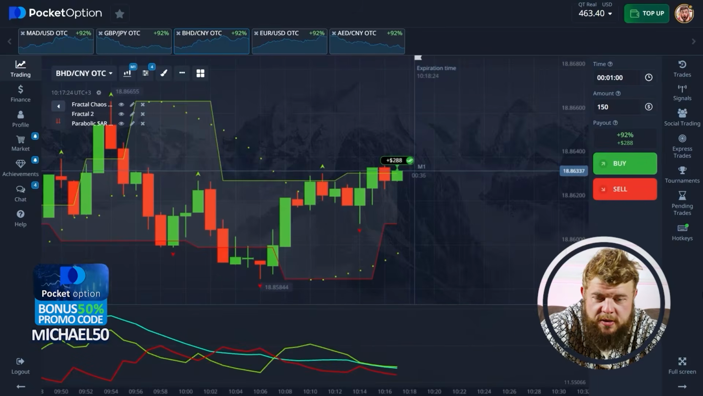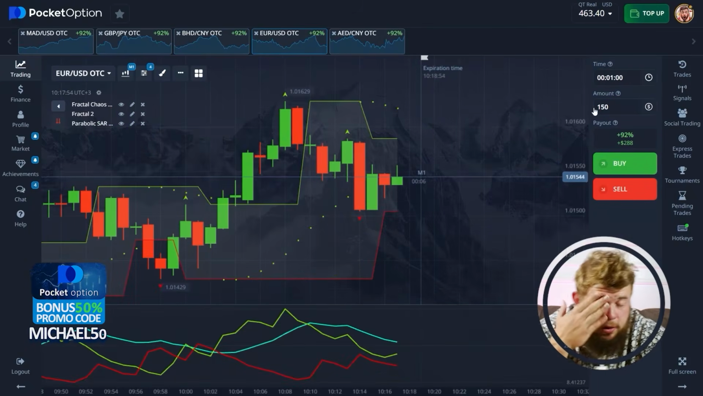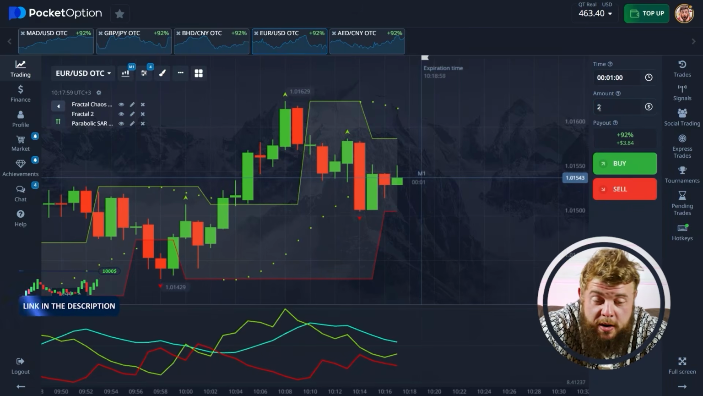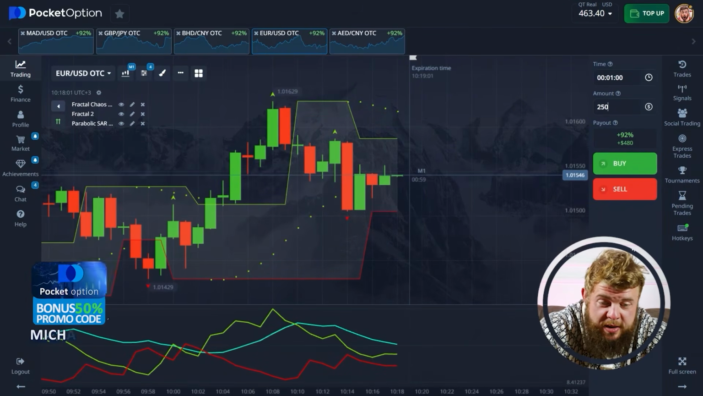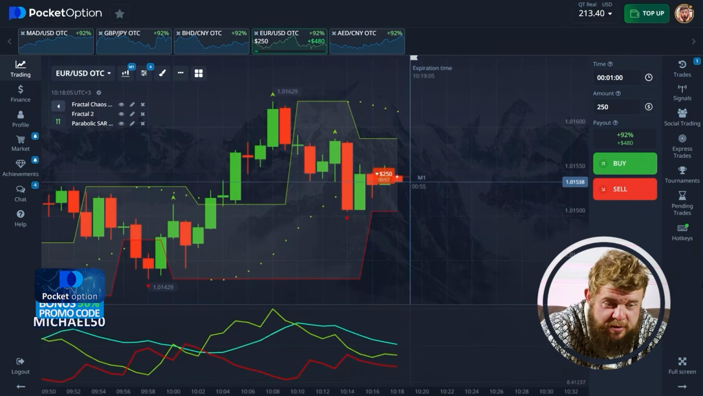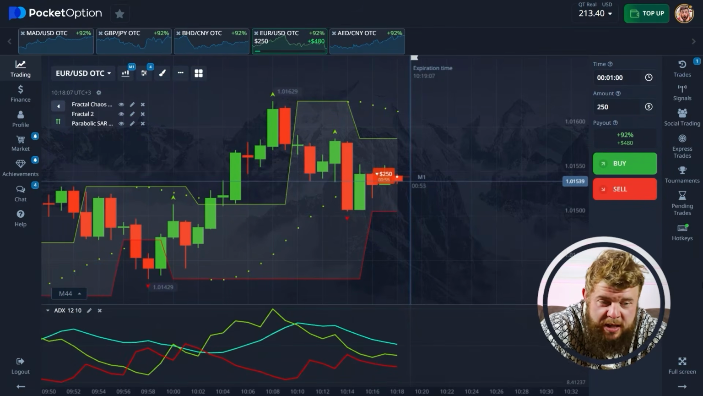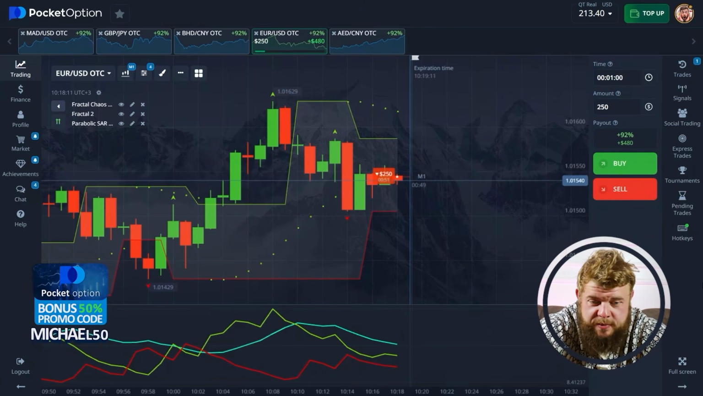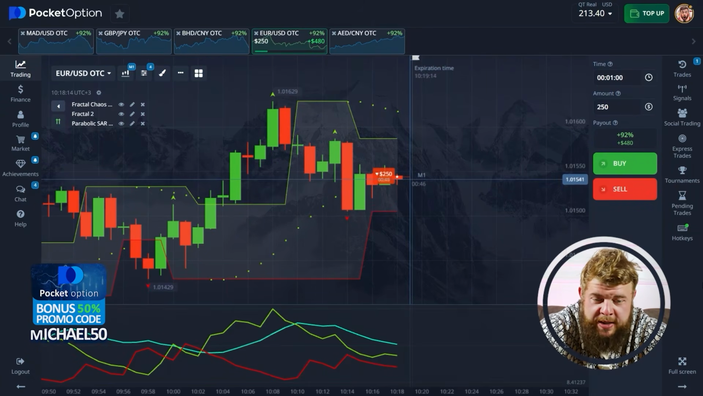So let's proceed further. Okay, so here, as I see, we're at the beginning of the declining channel, and I am opening sell position right now immediately in order not to waste time. $250 I invested right now, so let's wait and see.